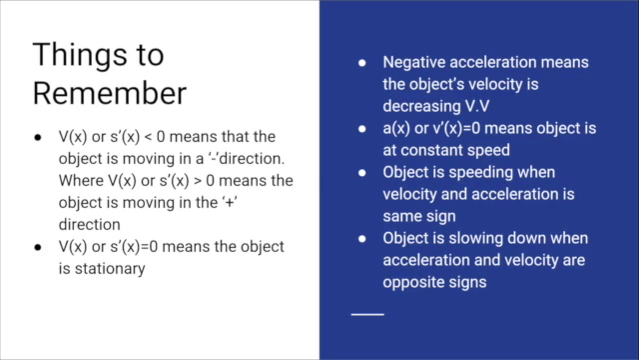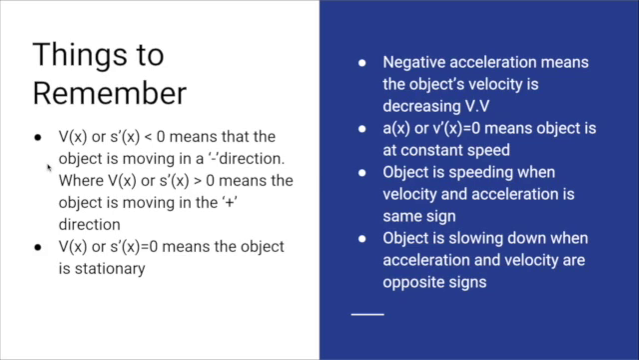Here are some things that will help you answer any questions, and we'll be using these concepts in our examples. The first thing to remember is that if velocity is smaller than 0, so it is negative, that means the object is moving in a negative direction, because velocity is a vector. So if it is negative, the object is moving in the opposite direction. In my ice cream truck example, when I walked home, my velocity would have been negative because I was moving in the negative direction.